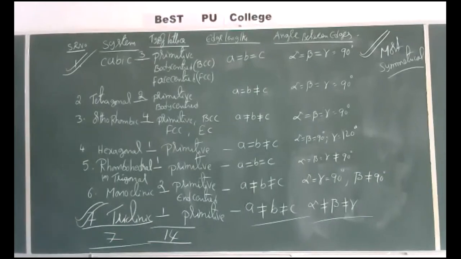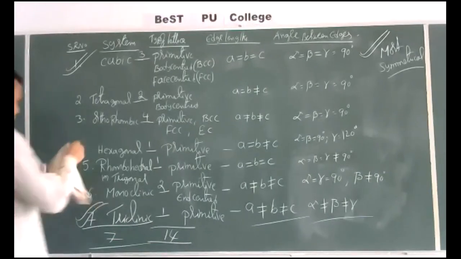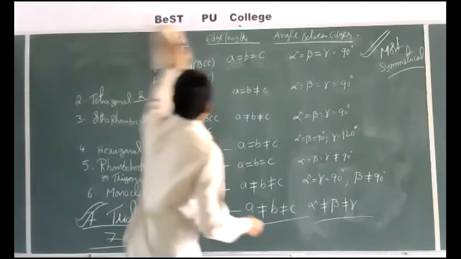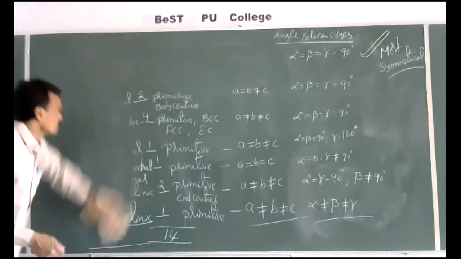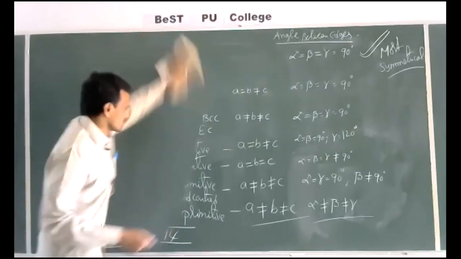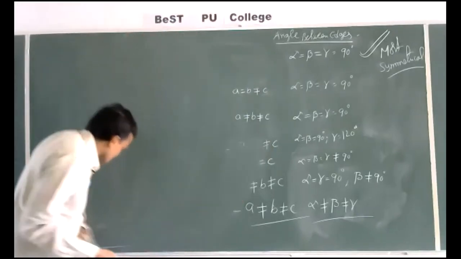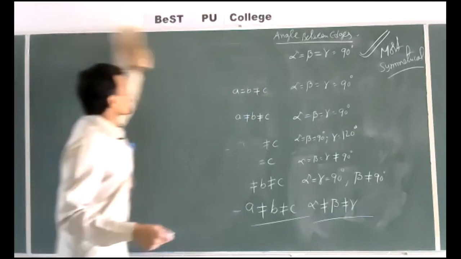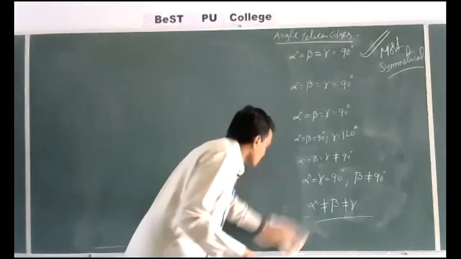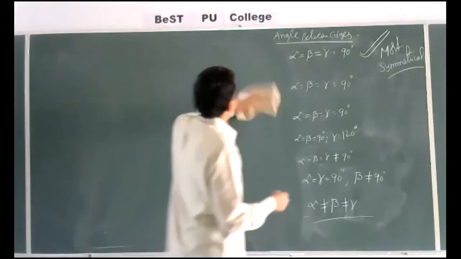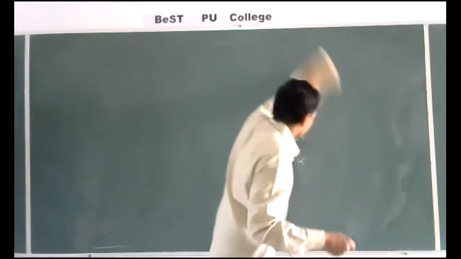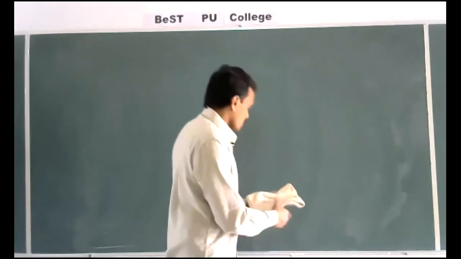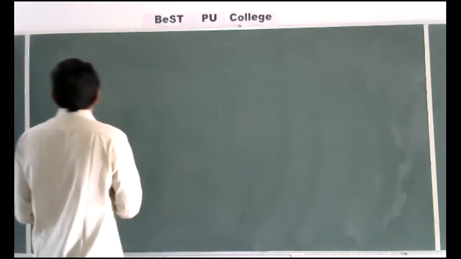Now we'll go for another topic. So till today what we discussed is what are the types of unit cells. There are 2 types of unit cells. One is primitive, another is centered. Again, centered unit cells are 3 types. One is body centered unit cell, second one is face centered unit cell, and third one is end centered unit cells.